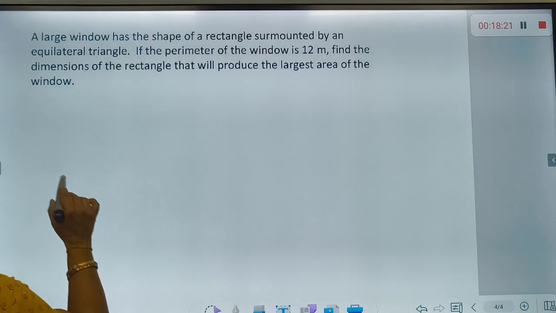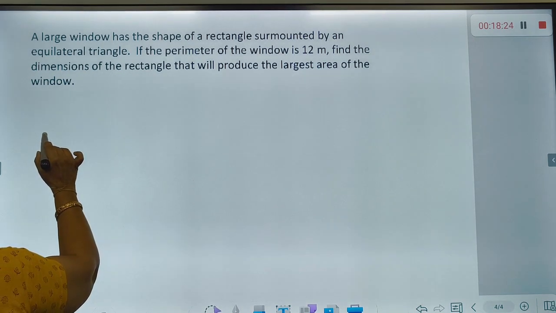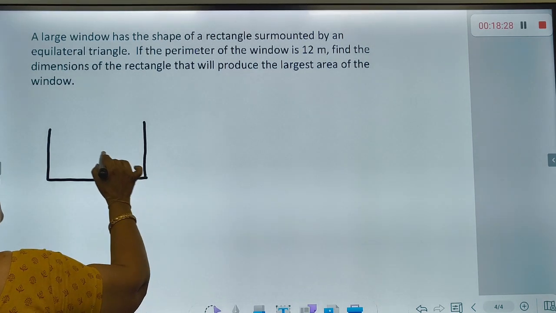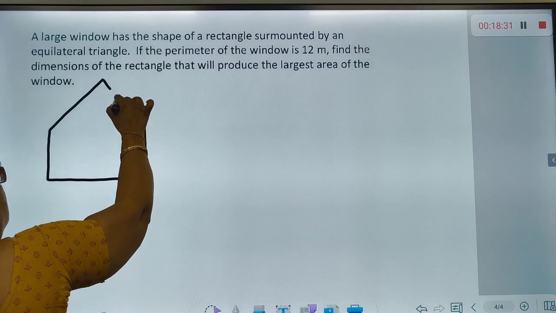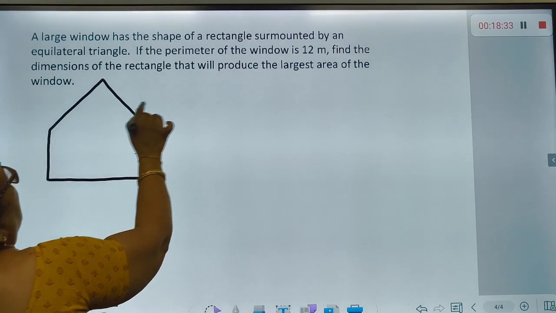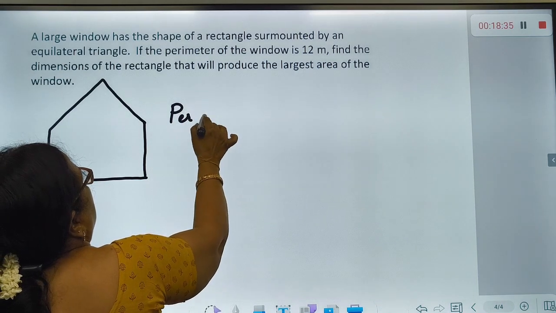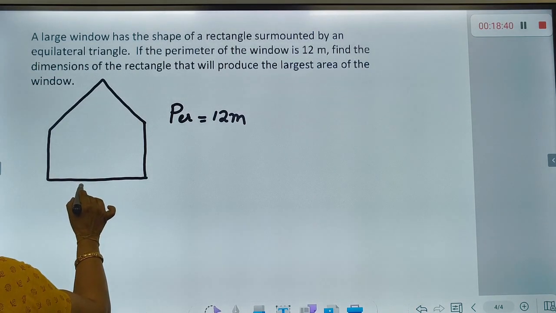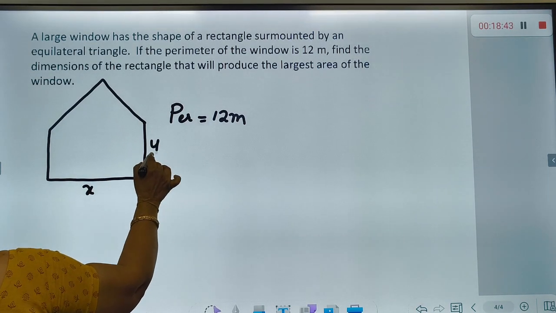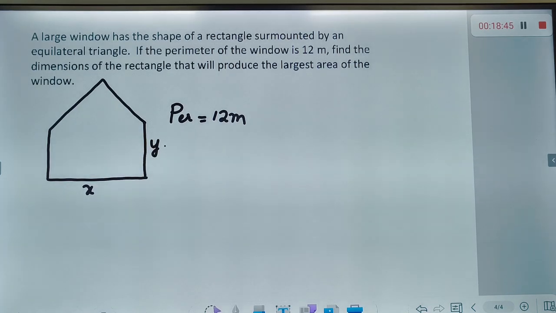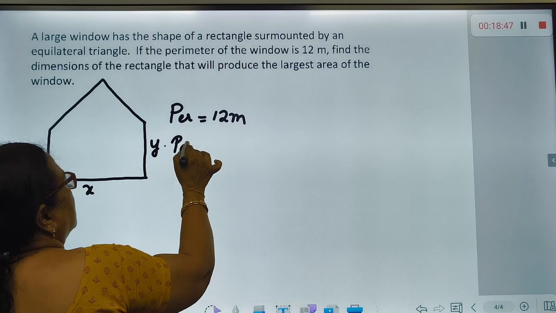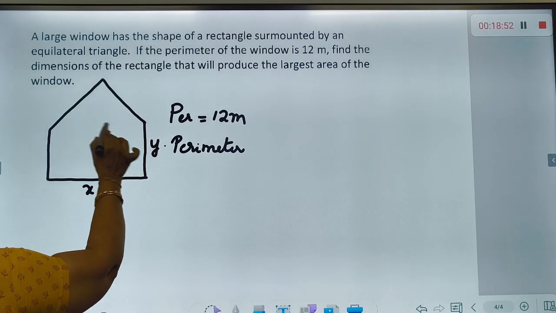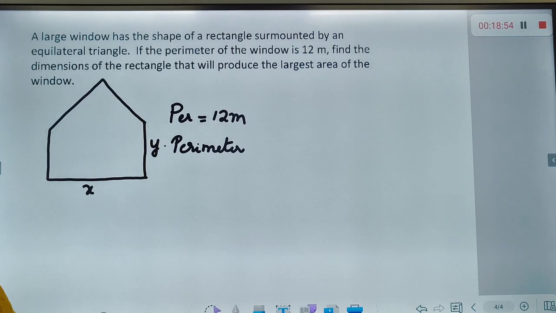Now look at the sum. This is also of a similar type. A window is in the shape of a rectangle surmounted by an equilateral triangle. Perimeter is 12 meters. So we will take this to be x and this to be y. Okay, so now what will be the perimeter? Again, I should not take this line, right? I should only take these two.